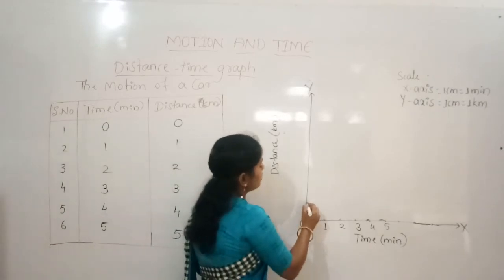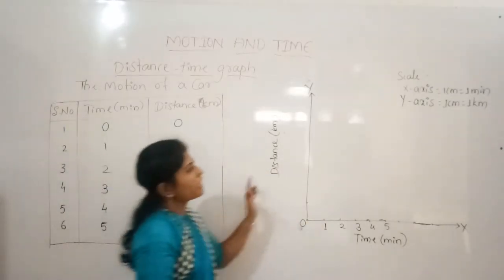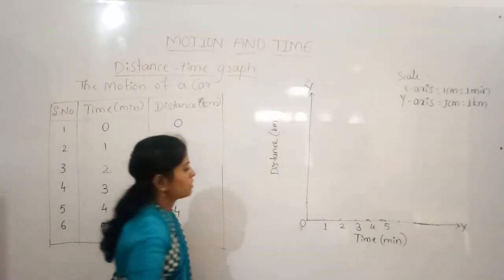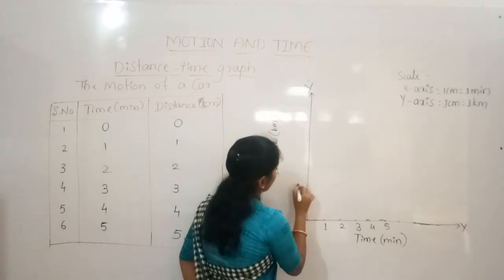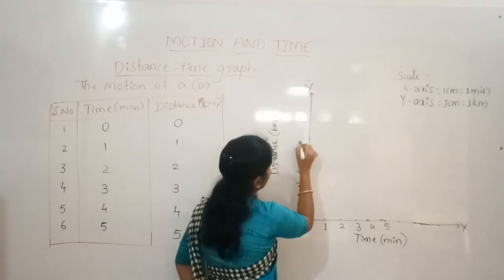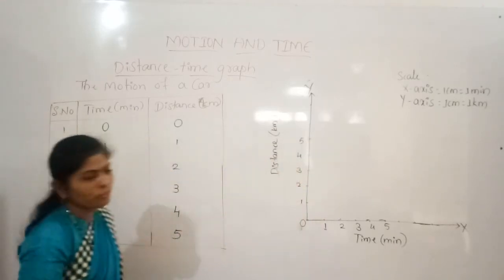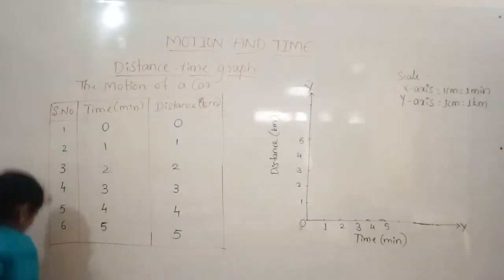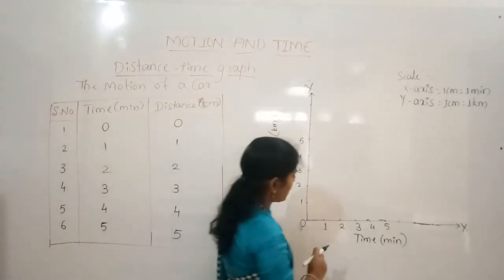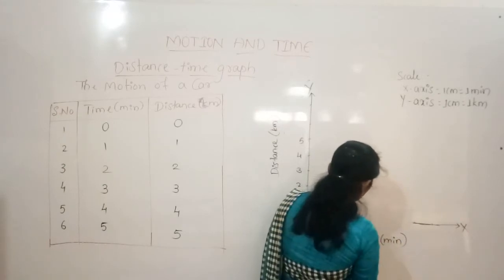And here along the distance axis, meaning the y-axis, we have taken 1 centimeter equal to 1 kilometer. So again here 1, 2, 3, 4, 5, and so on you can mention, but here we have only 5. 5 is enough.